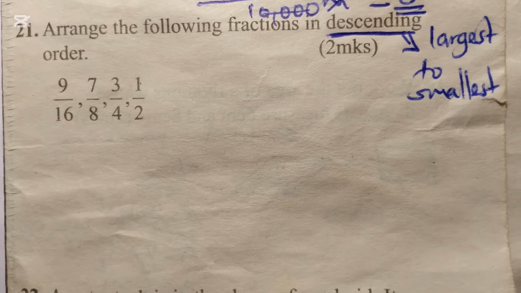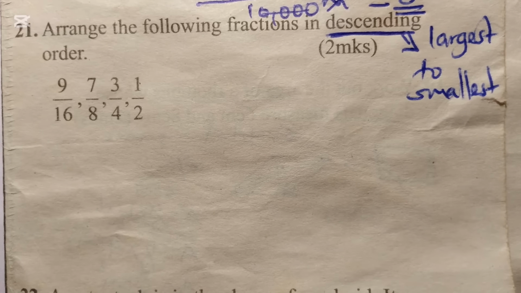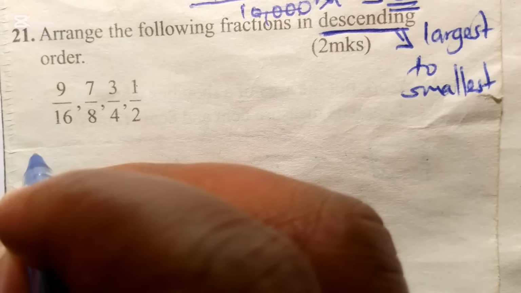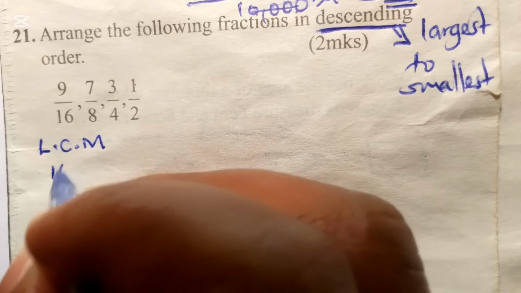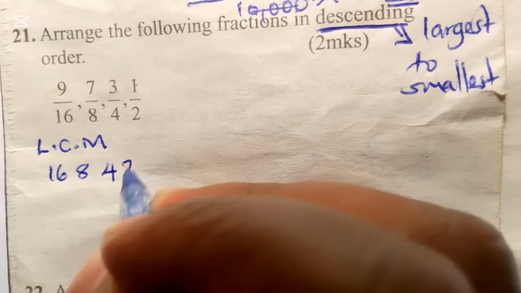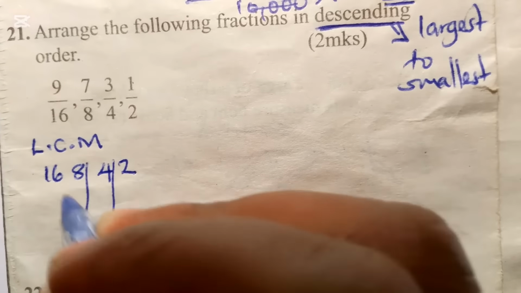You cannot compare fractions by just looking at them when they don't have a common denominator. So we are supposed to write these fractions with a common denominator. How do we do that? Can we first find the LCM of these denominators? Yes, it's possible. LCM, the least common multiple, of 16, 8, 4, and 2. We can do it together.